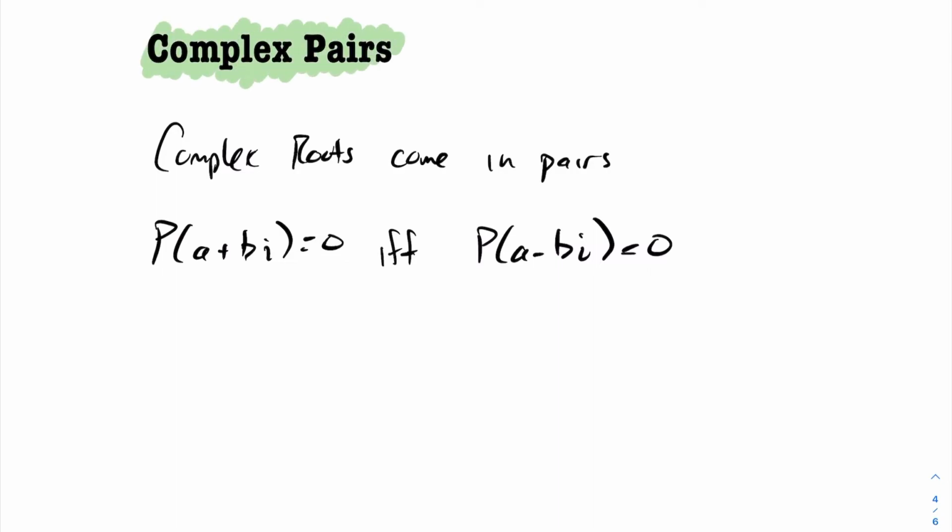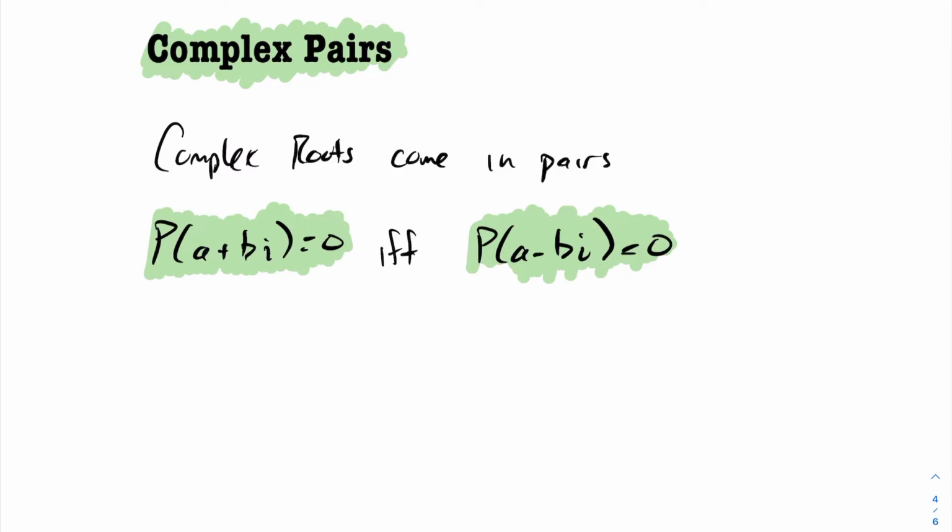What that means is that if a plus bi is a root of our polynomial, so if you have a complex number that is a root of your polynomial, then its complex conjugate, a minus bi, is also a root. So we have the property that complex roots come in pairs. So given a polynomial, the number of complex roots would be 0, 2, 4, 6, 8, etc., depending on the degree of the polynomial.